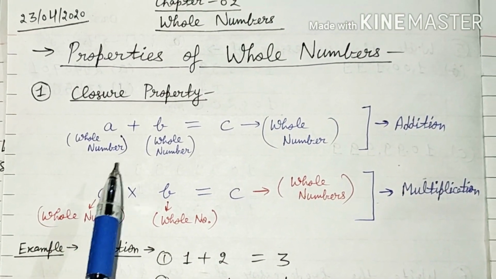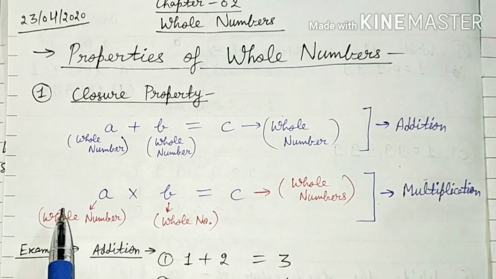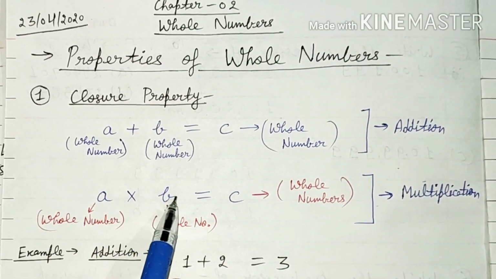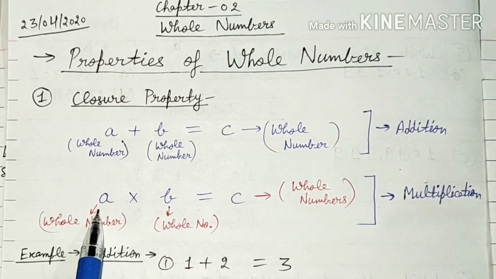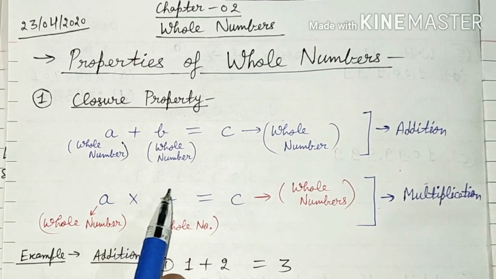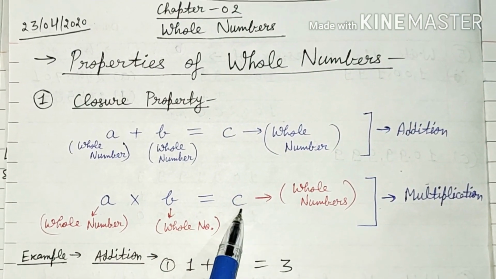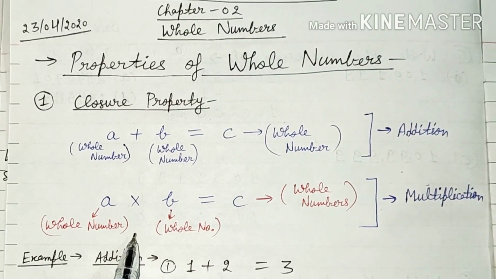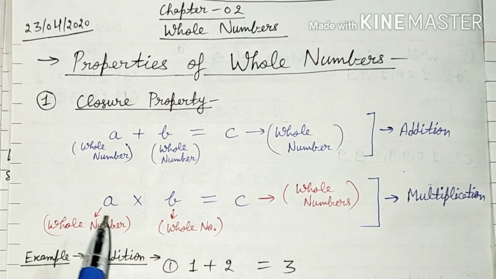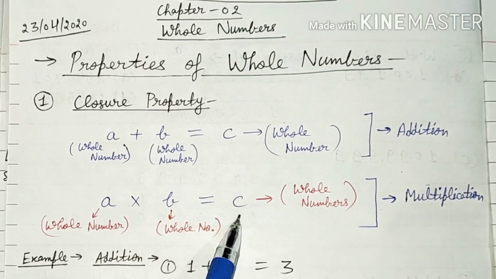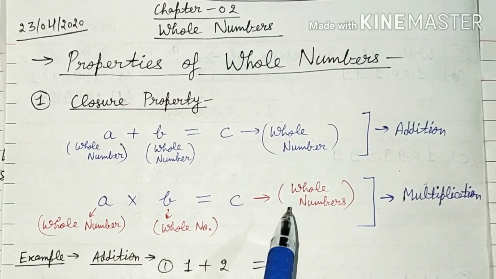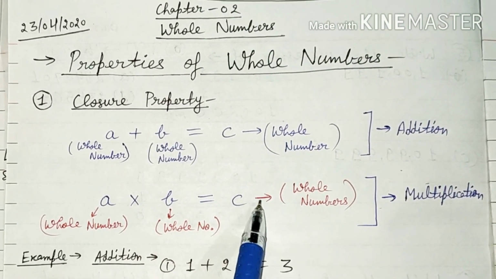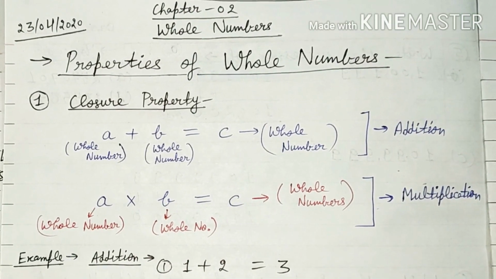Now this property is applicable in the multiplication operation also. So here is the expression, A into B. When we take the product of a whole number with another whole number, the result will be a whole number. So this property says that the product of any two whole numbers will always be a whole number. Here A is a whole number, B is a whole number, and the result is also a whole number.